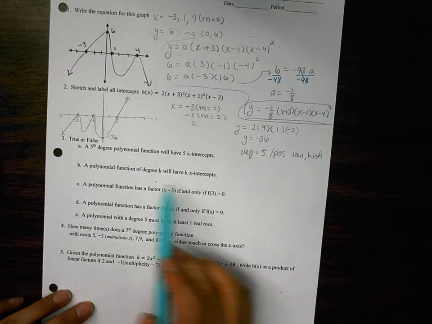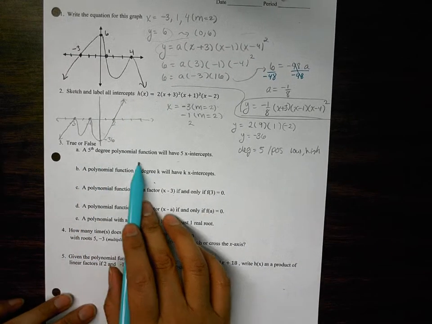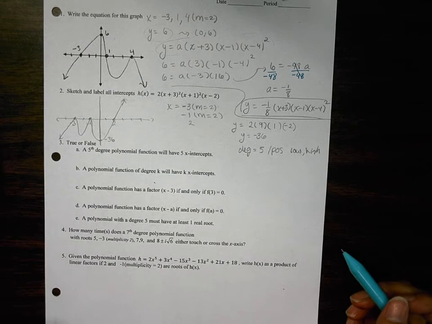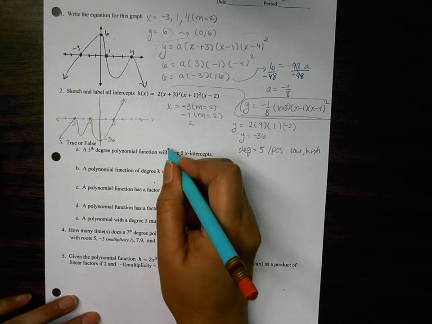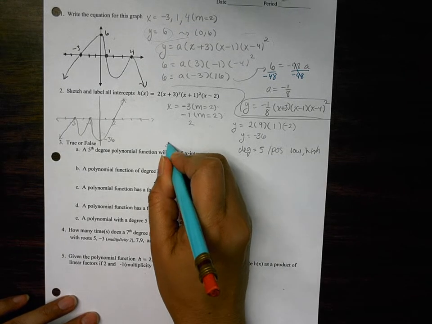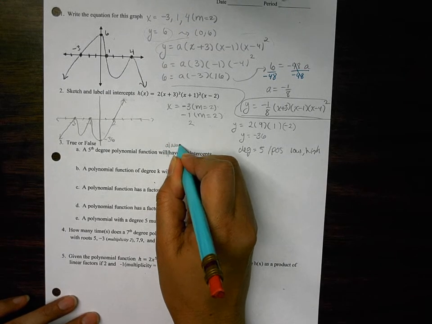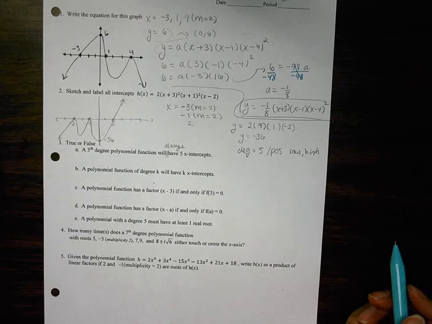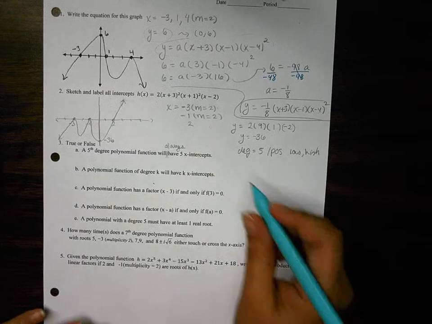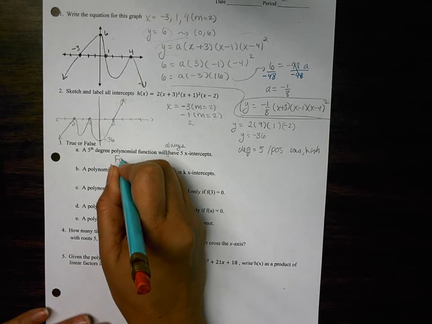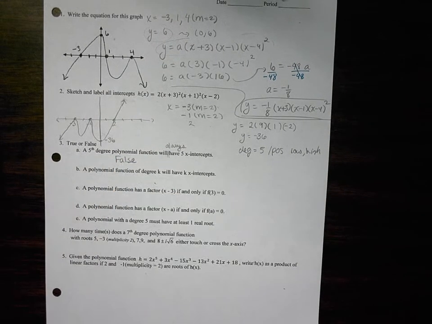Okay, true, false. A 5th degree polynomial function will have 5 x-intercepts. False. I should have put here will always, because sometimes it could. This would be like an always, sometimes, never. But if I put always, a 5th degree polynomial function will always have 5 x-intercepts. False. Could it have 5 x-intercepts? Will it always have 5 x-intercepts?